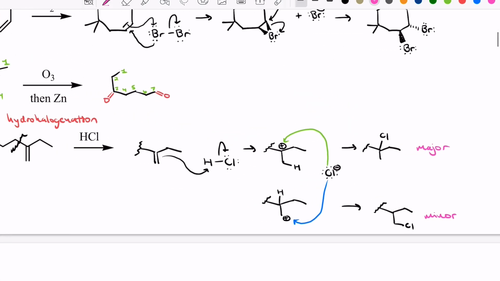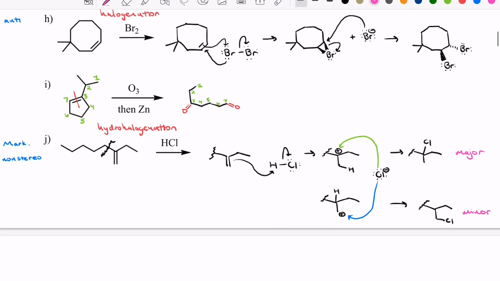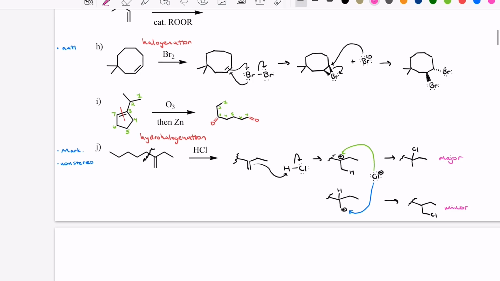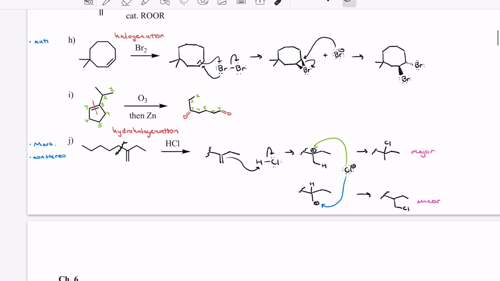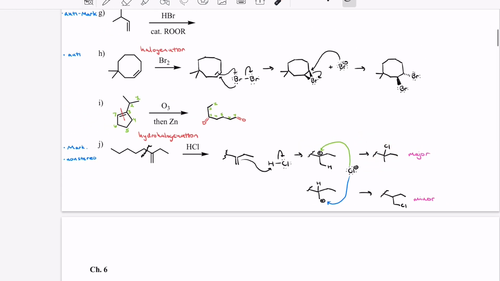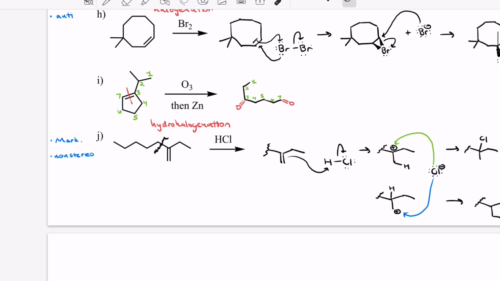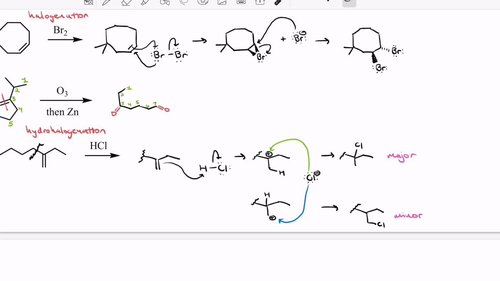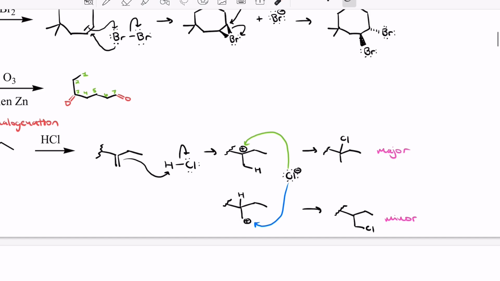Alright, so in this case, this is Markovnikov. I forgot to mention 2 very important things. With hydrohalogenation, this is Markovnikov, meaning our group is going to be added to the more substituted side of the alkene, which is here. And then this is non-stereospecific. So we're not going to have syn versus anti, we have both. That's why we have major and minor.